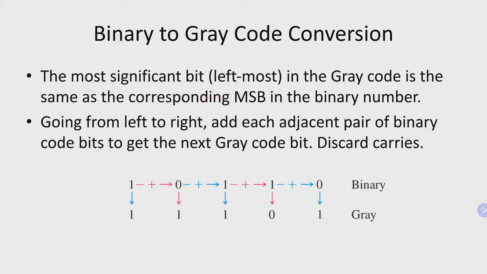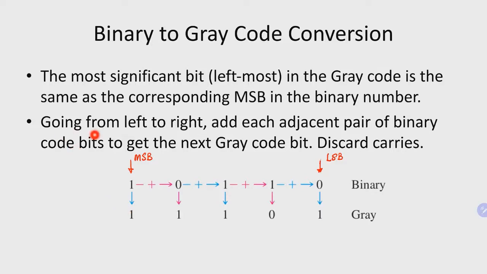Okay, so this is what we call the most significant bit, and in binary, we refer to this as the least significant bit. So this has the smallest value, and this has the highest value. To convert binary to gray code, the most significant bit is the same, so we keep the most significant bit. Okay, so 1 is maintained at 1.